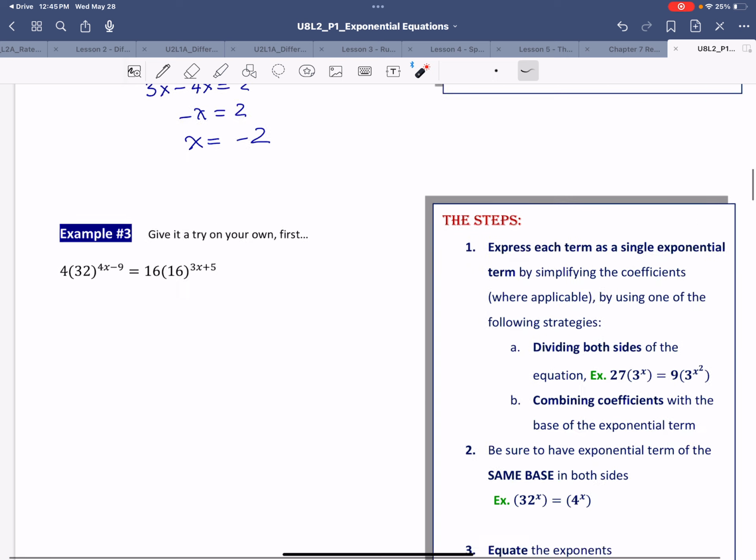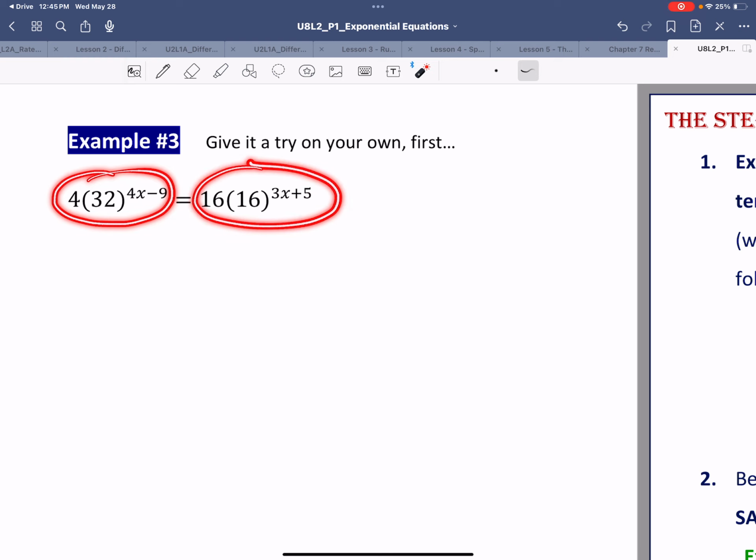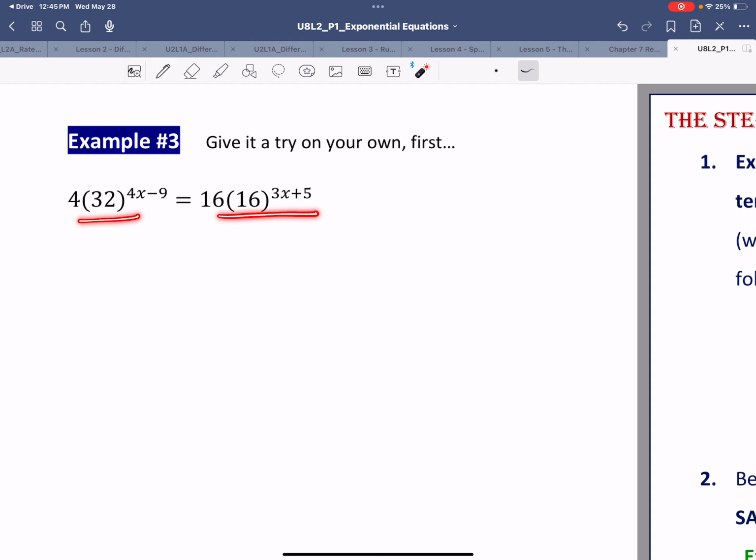So we still have a single term on each side of the equation. What does that mean? Well, we have a bunch of terms multiplying each other, which means that this is one term and this is one term. The way that we solve exponential equations when we have one term on each side is by first trying to make their bases the same, so that then we can equate their exponents.